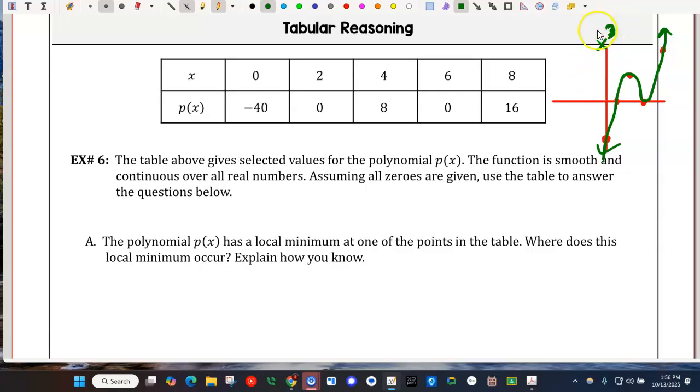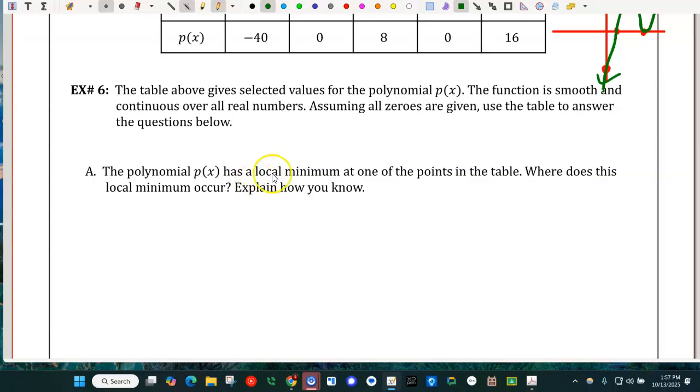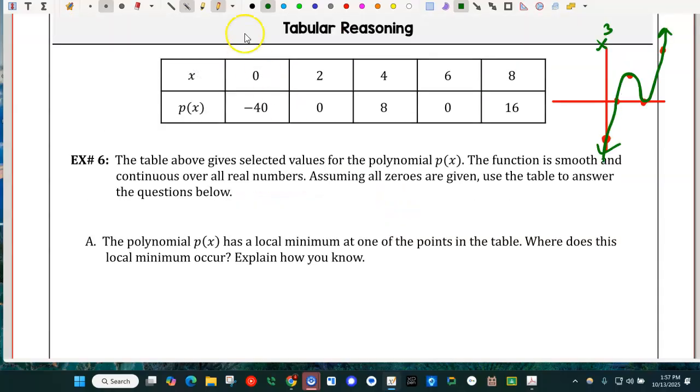Now, we know it's going to be positive x to the third because it starts low and finishes high. But it has a bunch of stuff after it that we can't figure out yet. But we can figure out, it says the polynomial has a local minimum at one of the points on the table. So you can see here on the graph, the local min is right here, at 6. And how do you know? By looking at the table only.